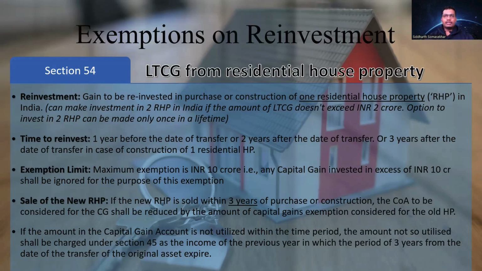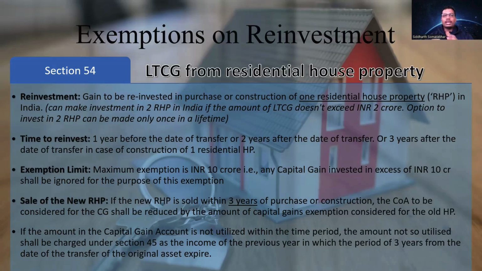Second is when to reinvest. You sell it today, then you can reinvest that gain either 1 year before the date of transfer or 2 years after the date of transfer if you are purchasing a residential house property, and 3 years after the date of transfer if you are constructing a residential house property. Now, what is the maximum limit that you can reinvest? It is 10 crores. So if you have a long-term capital gain of 20 crores and you reinvest 20 crores, then it will be limited to 10 crores exemption.